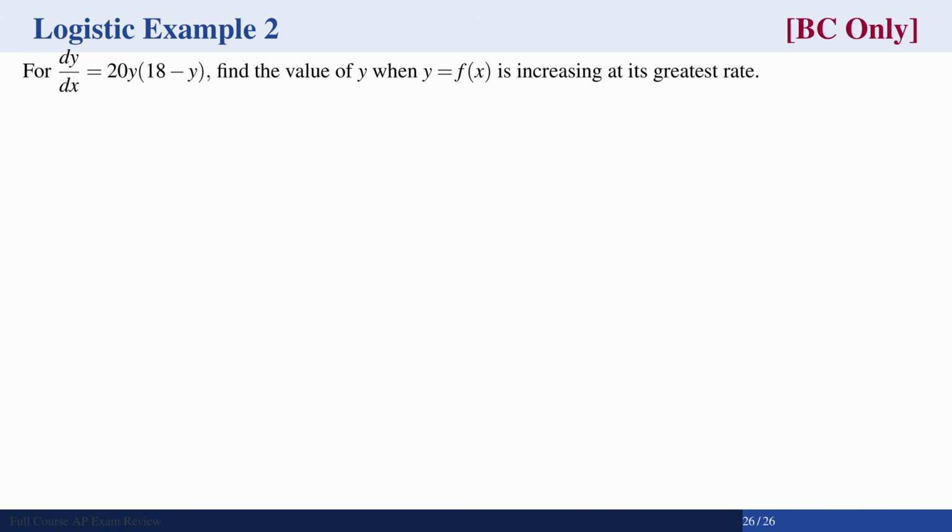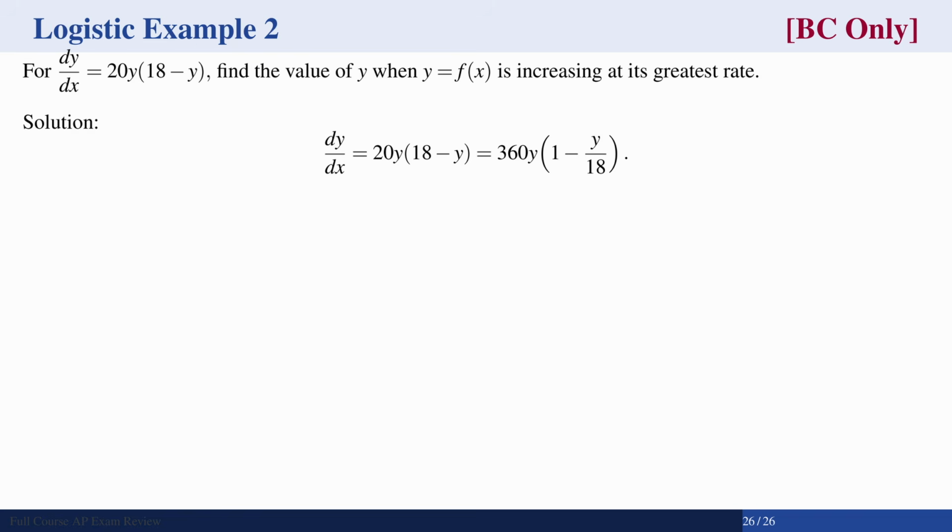Okay, example number 2 here. If dy dx is 20y, quantity 18 minus y. So you see a theme here where you're going to have to factor this thing. Be on the lookout for the logistic differential equation though. If you can write it, just do it. Find the value of y when f is increasing at its greatest rate.